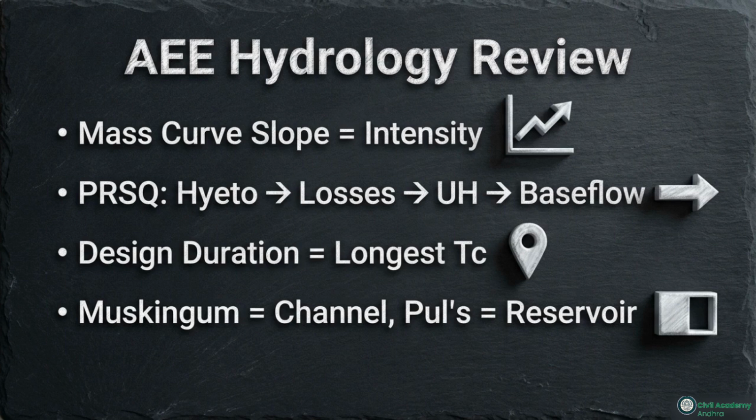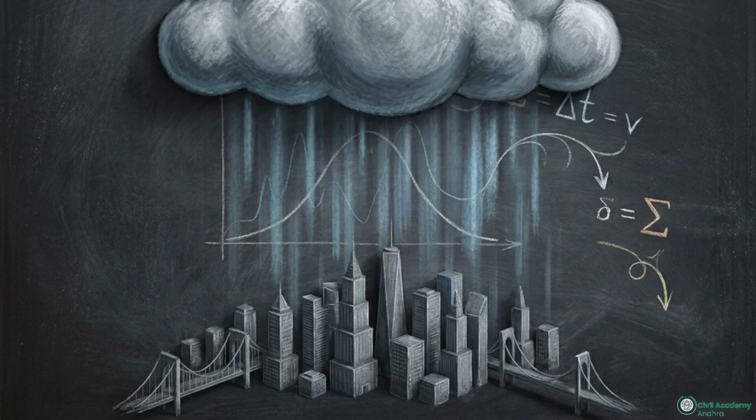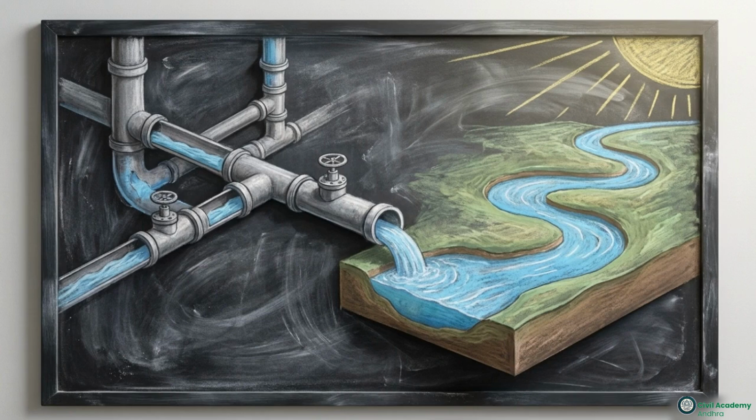This is your summary of the core principles. Take a screenshot of this cheat sheet right now to keep for your review notes. You now know how to track a storm from the initial mass curve down into the sewer design and through the routing network. Good luck on your exams.